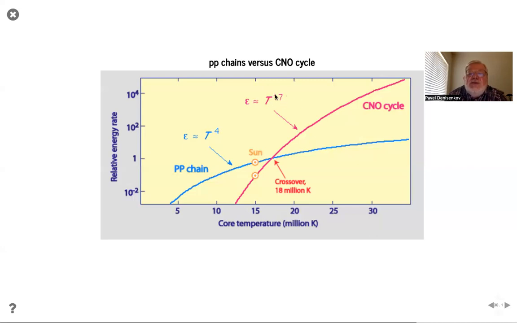Such a strong dependence of energy production on temperature is actually responsible for the presence of hydrogen convective cores in main sequence stars more massive than approximately 1.3 solar masses. Okay, so this is how nuclear physics explains the differences in the structure of stars, in this case, main sequence hydrogen burning stars.